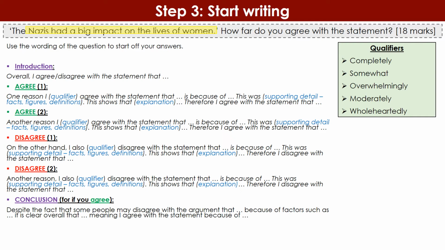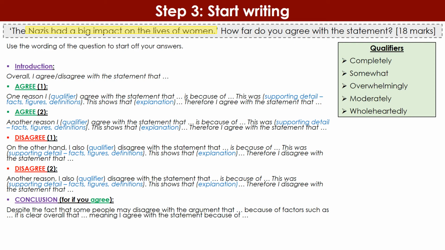Now again, don't rush any of your paragraphs to get onto this conclusion. But below is an example of a sentence starter that you could use if you actually agree with the statement in question. So you could say, despite the fact that some people may disagree with the argument that the Nazis improved the lives of, or had an impact on the lives of women because of factors such as, and then this is where you would summarize the factors that you've talked about, it is clear overall that the Nazis did have a big impact on the lives of women, meaning I agree with the statement because of, and then this is where you summarize your other examples.